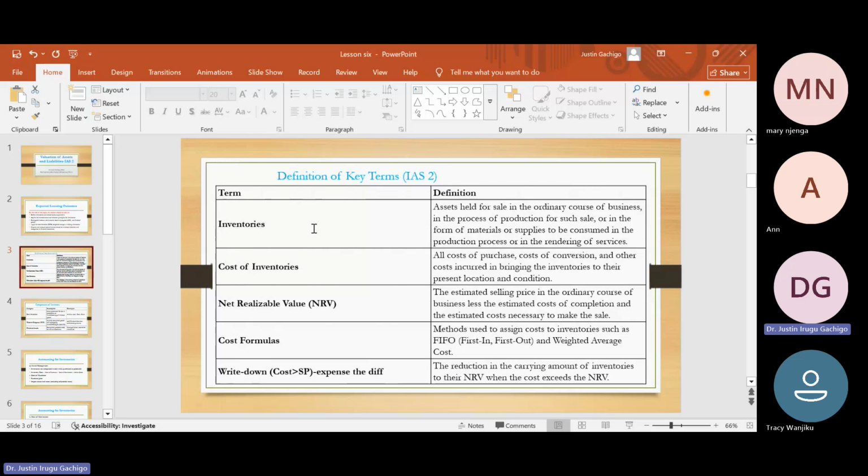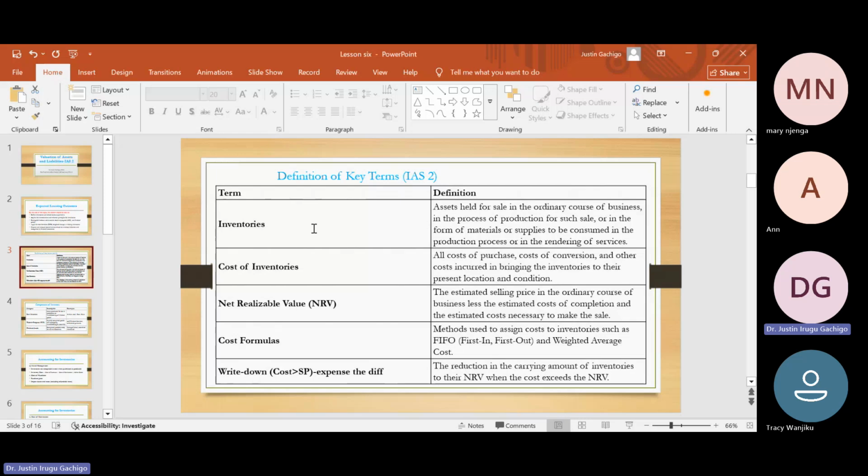Then we have the net realizable value, and this is the estimated selling price in the ordinary course of business, less estimated cost of completion, and the estimated cost necessary to make the sale. So net realizable value is what is going to be realized when you remove the cost and even the logistic cost. For example, with the same uga again, we have the selling price of the uga, but you need to remove all the costs that are associated to make that packet of uga the way it is.